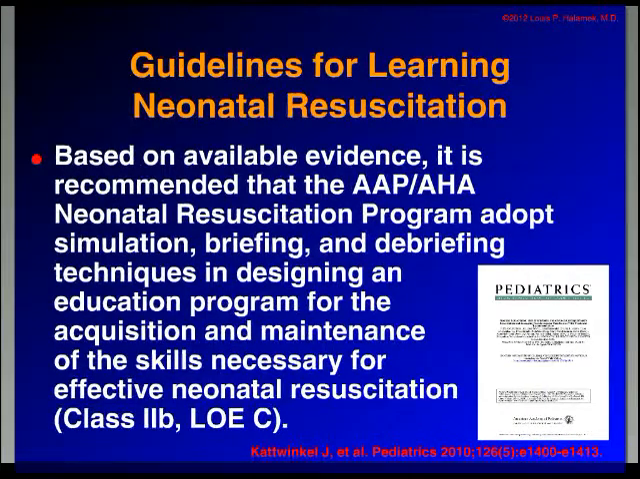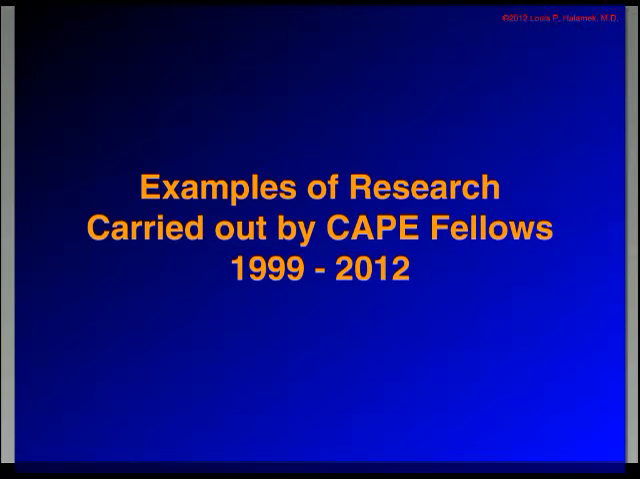So the briefings and debriefings that we practice all the time within simulation can also be very, very helpful in the real environment. And when we look at a subsequent article that was published in the same issue, looking at the published guidelines for newborn resuscitation, for the very first time there were guidelines published around how do we learn newborn resuscitation. And those guidelines said that, based on the evidence that we see right now, it's recommended that the AAP, American Heart Association neonatal resuscitation program, adopt simulation briefing and debriefing techniques. So the evidence is already out there, at least as far as those groups are concerned.